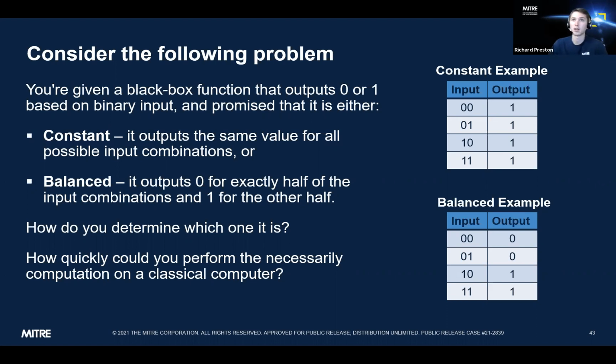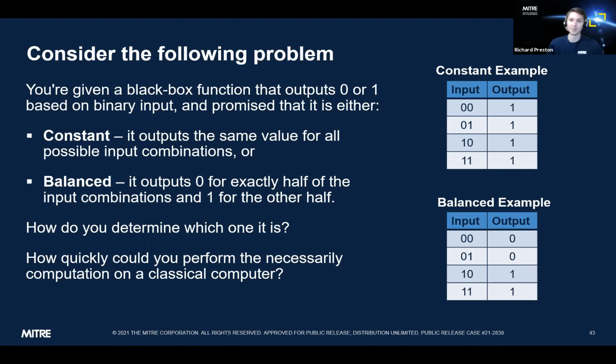So this would be like a truth table for an example of a constant function. It always outputs 1 no matter what. And this would be an example of a balanced function. It outputs 0 for half the inputs and 1 for the other half. It doesn't really matter; the 1 and 0 could be swapped. That would still be balanced.